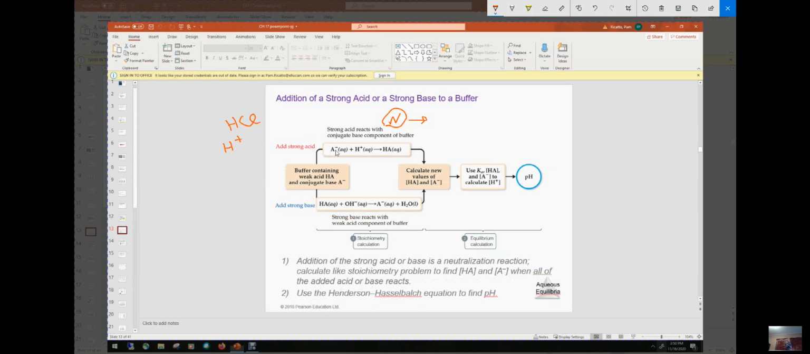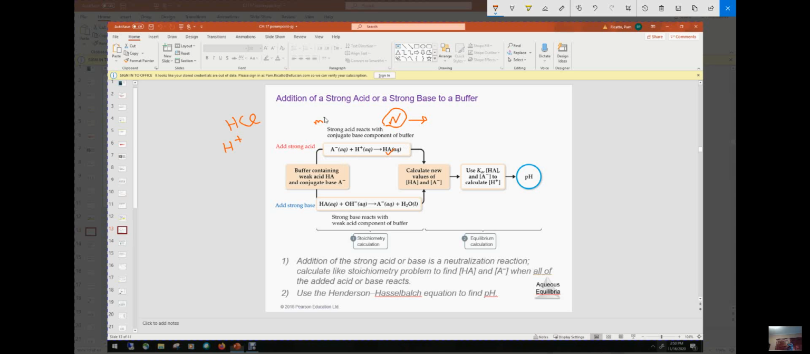And A minus, it's the Robins who will take it on. So A minus reacts with H plus, goes all the way back, makes a little bit more of HA. Okay, so the first thing I do is I have to stoichiometrically determine how much H plus did I add, which of these two things was the limiting reagent. Okay, so I have to do this part in moles.